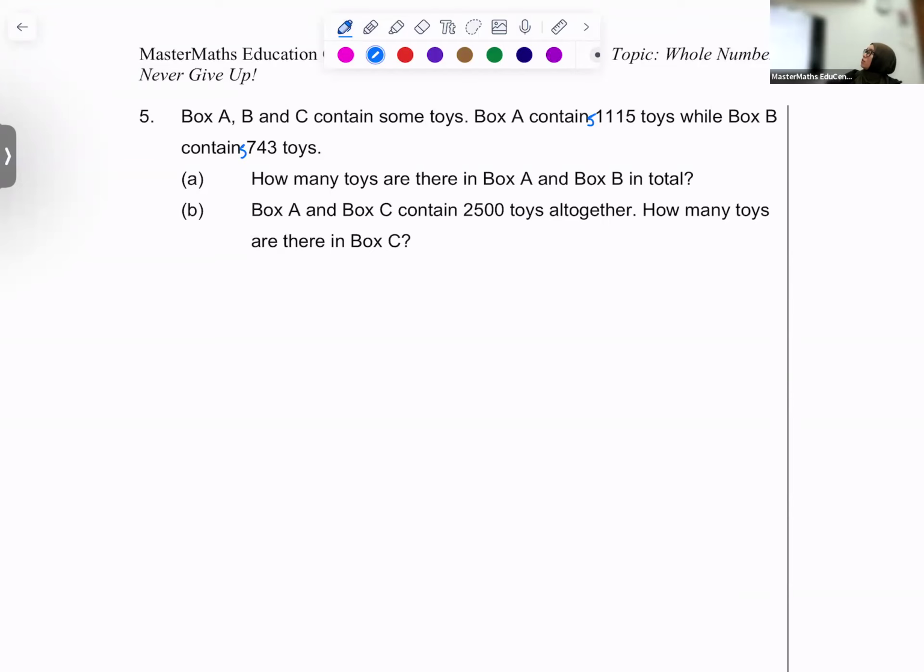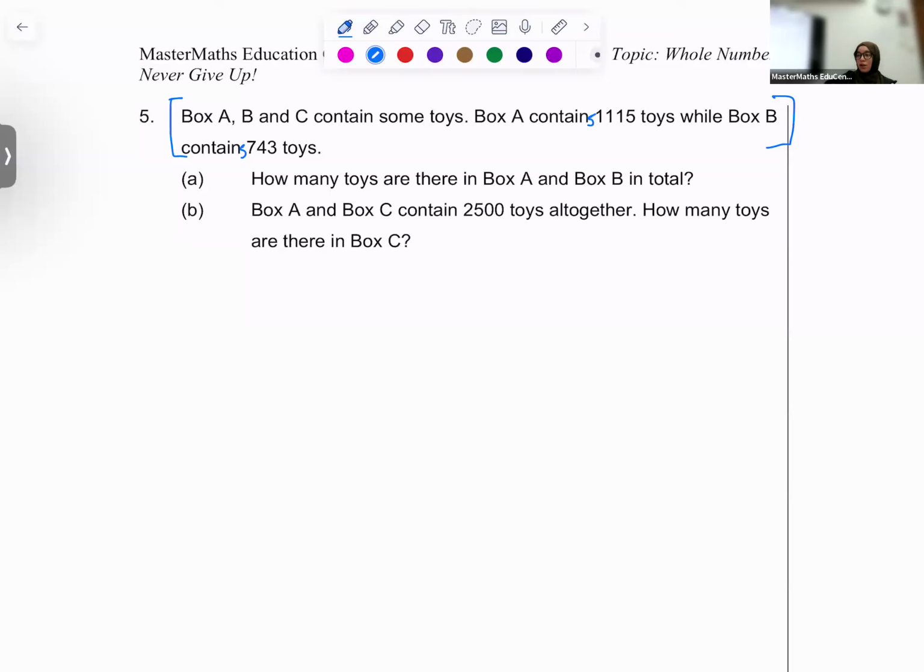Now for the first 2 sentences, from here to here, this whole part, do we know how many toys there are in all 3 boxes or do we only know about 2 of them? Do we know how many toys there are in A? Yes. Okay, very good. Box A contains 1,115 toys. What about box B? 743. Very good.